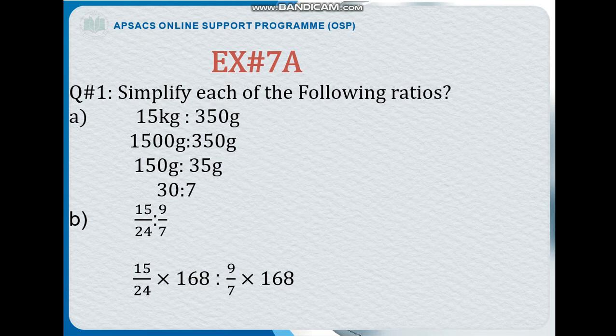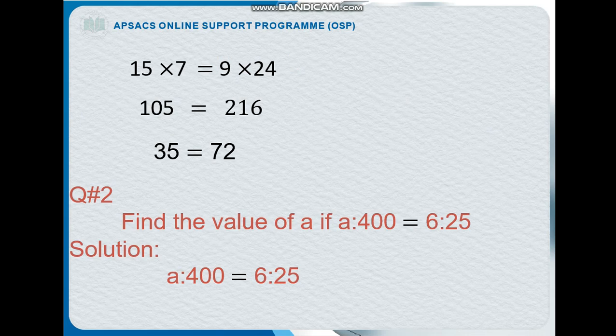Now the B part is 15 by 24 ratio 9 by 7. To solve this ratio, we multiply by 168 on both sides. Now we have 105 ratio 216. After simplifying, we have 35 ratio 72.